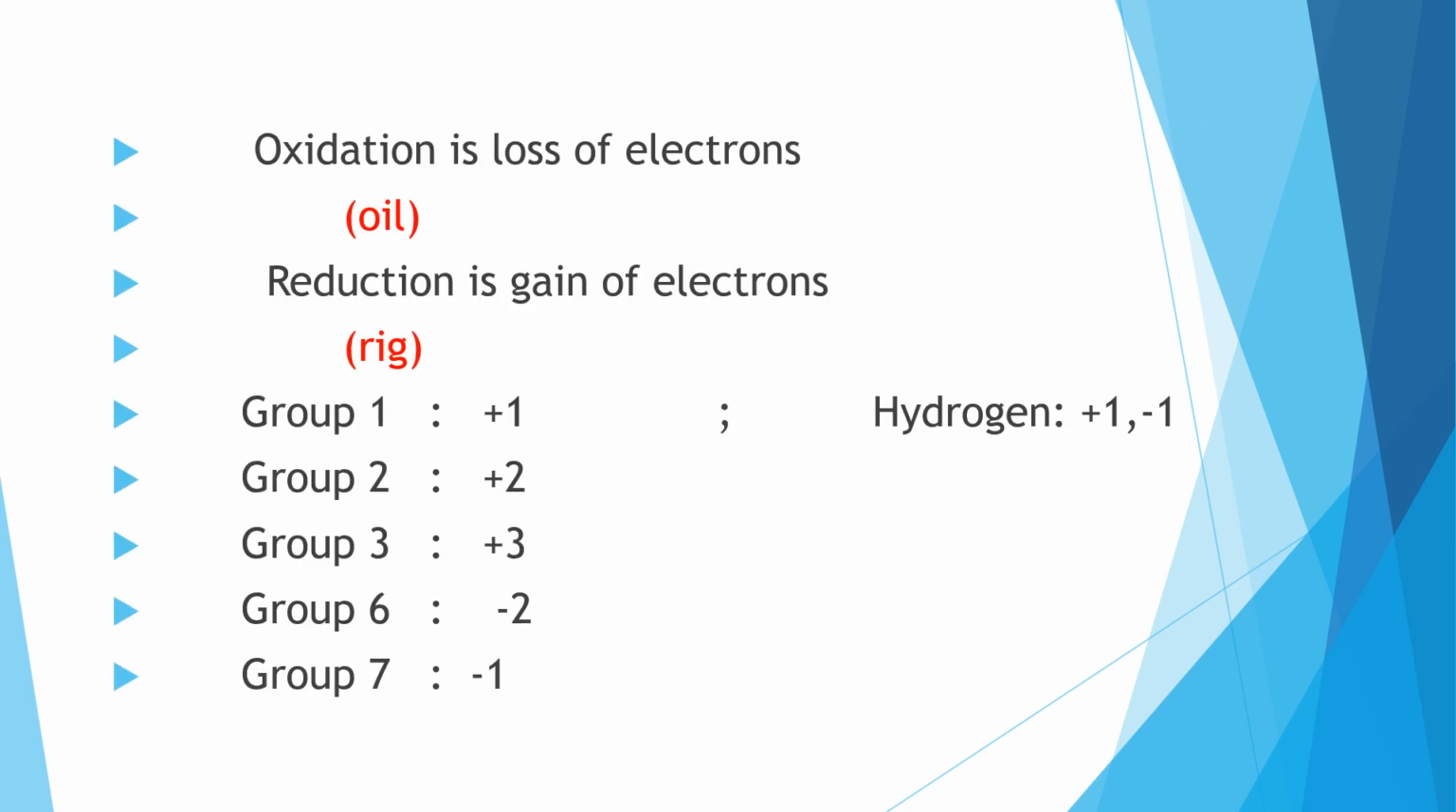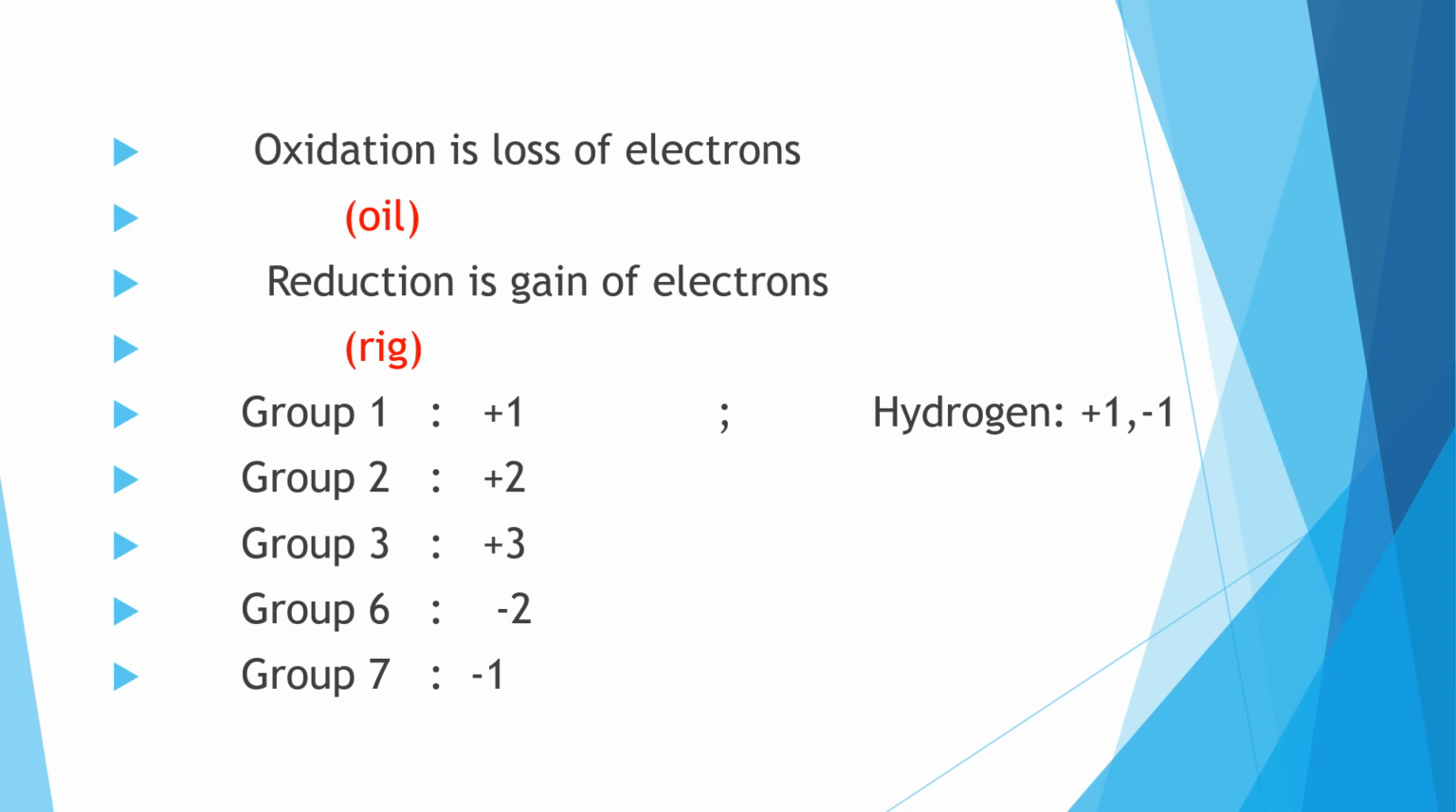To memorize oxidation and reduction reactions, we will memorize two words: OIL and RIG. OIL is for oxidation. Oxidation Is Loss of electrons: O for oxidation, I for is, L for loss. Reduction is RIG, Reduction Is Gain of electrons: R for reduction, G for gain of electrons.